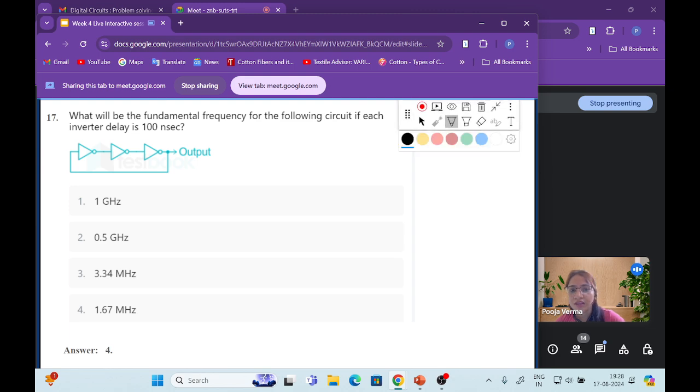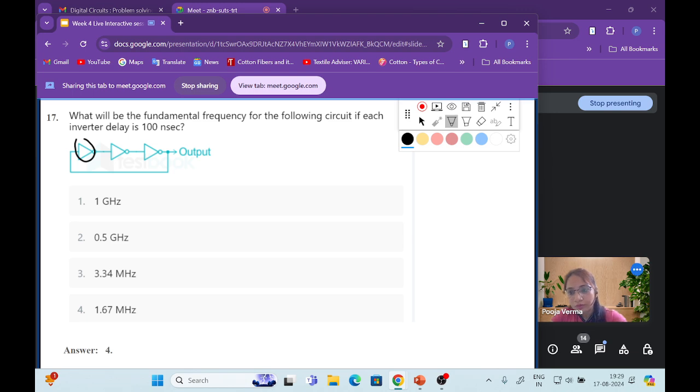The next question is, what will be the fundamental frequency of the following circuit if the inverter delay is 100 nanosecond? Okay. So the inverter delay is 100 nanosecond. That means, this is called an inverter, already you know that. And when it passes the input to the output, a 100 nanosecond delay will be introduced.